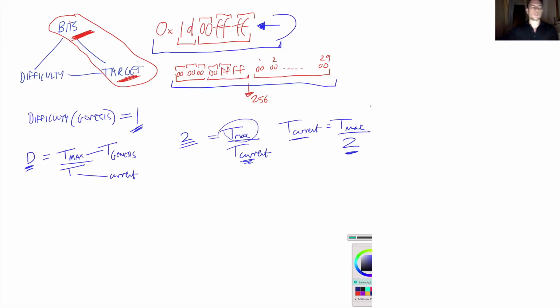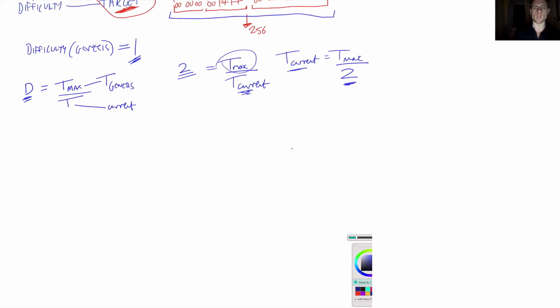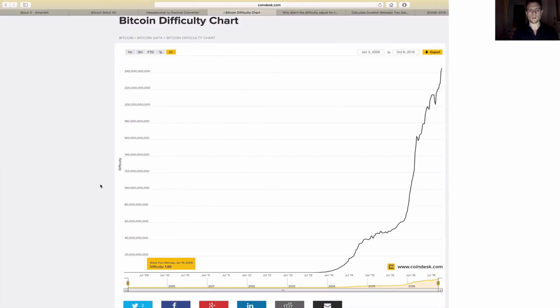So I want to have a look at some of the first few blocks in the blockchain and see how the difficulty evolved over time. If we just jump to our browser, here there's a website that shows us the chart of the difficulty over time, and I can trace along here and see over time. Starting in January 09, the difficulty, as I said, started at 1.